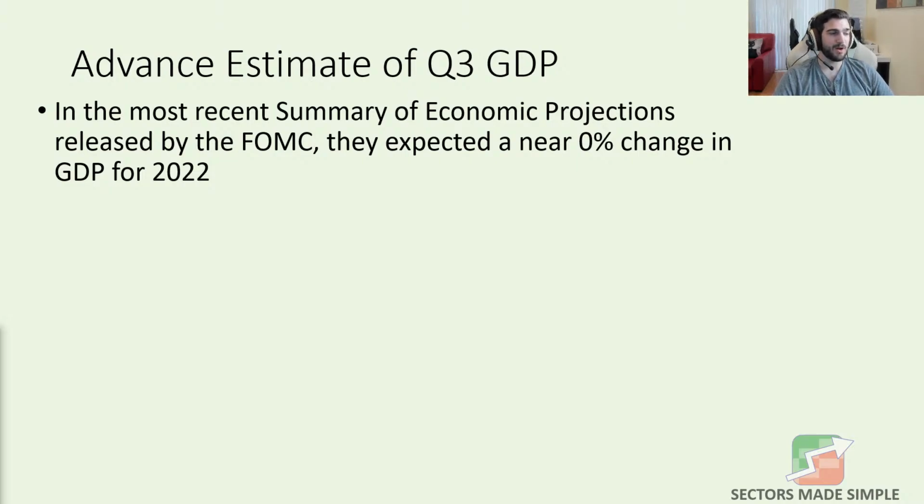In the summary of economic projections that we received from the Fed and from the FOMC, they expected a positive year-end change for GDP. They expected it to be somewhere in the range of 0.2 to 0.4%. But that's positive. That's positive GDP.